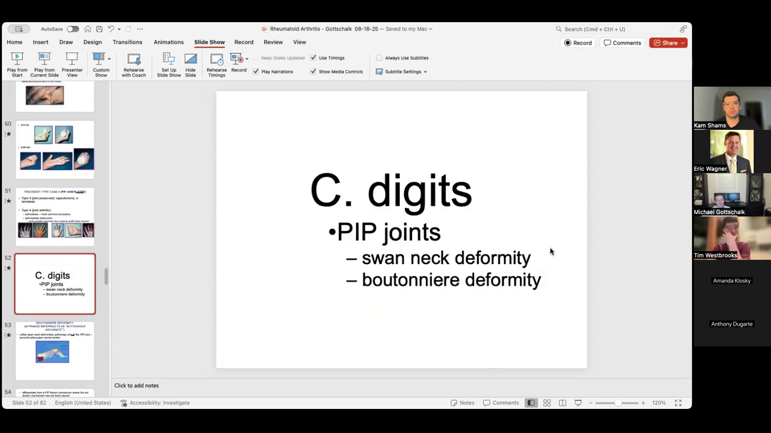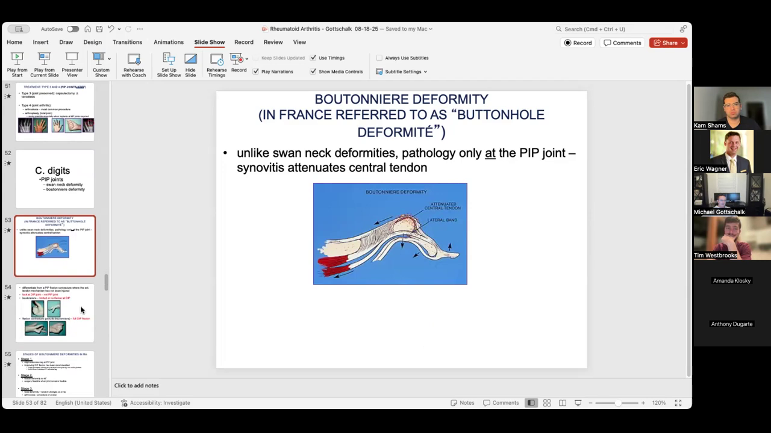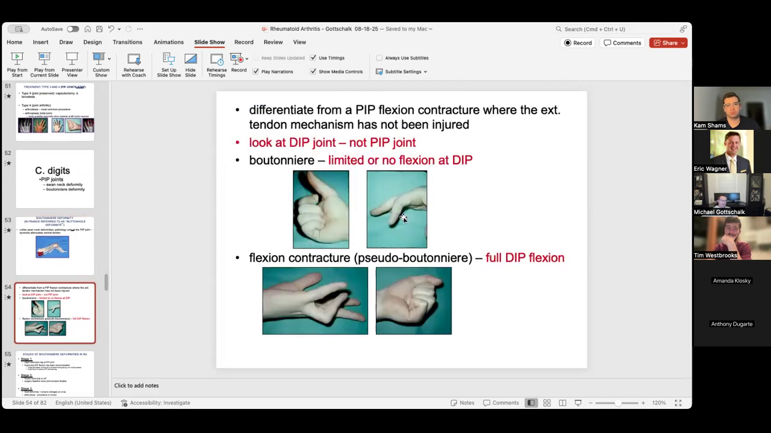Now, when you look at the boutonniere deformity, it's almost exactly the opposite. Instead of the PIP joint being in hyperextension, you've now got an inflection, and this is only at the PIP joint. This is typically because of the synovitis at the PIP joint, which will attenuate the central slip and potentially the distal aspect of the ligament that goes just distal to the central slip.